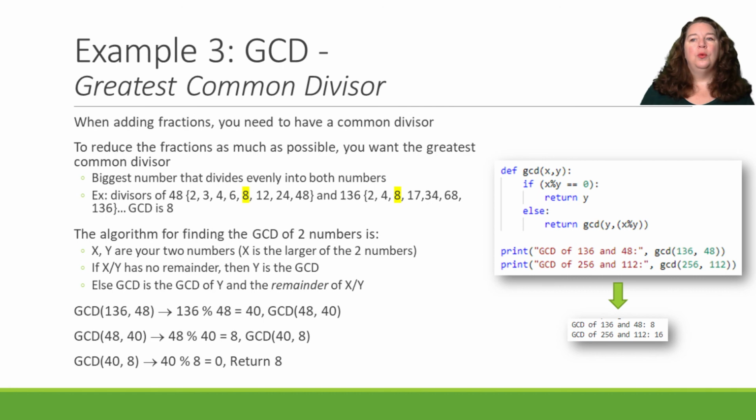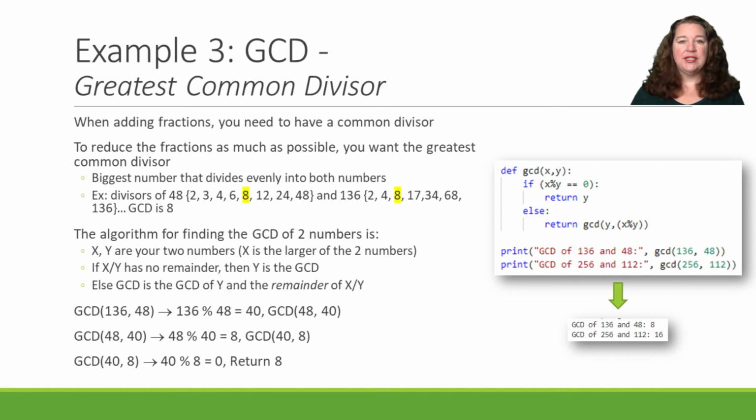Otherwise, what we do is we find out what the greatest common divisor is between y and the remainder of x divided by y. It seems a little weird if you haven't ever done greatest common divisor this way, but it's a really fast way to find your greatest common divisor. So if I had 136 and 48, 136 modulus 48 actually returns 40, so it doesn't go in nicely. So I'm going to go find the greatest common divisor between 48, which was my y, and 40, which was my remainder from the division.